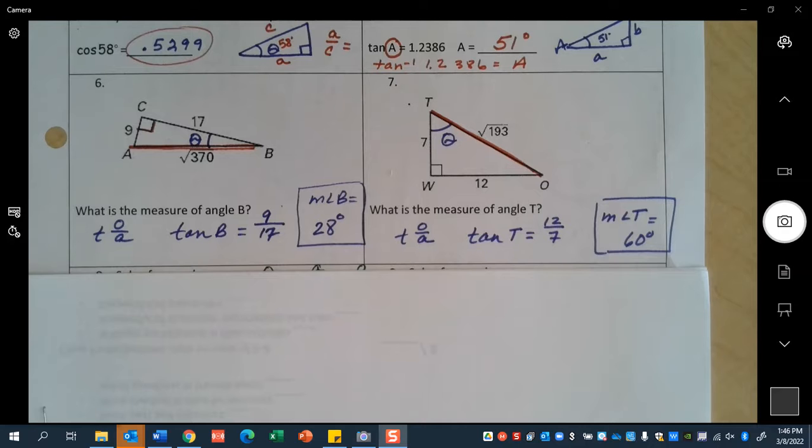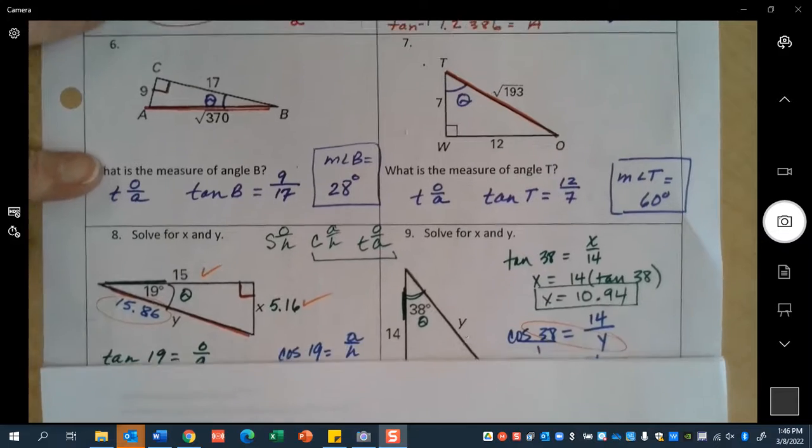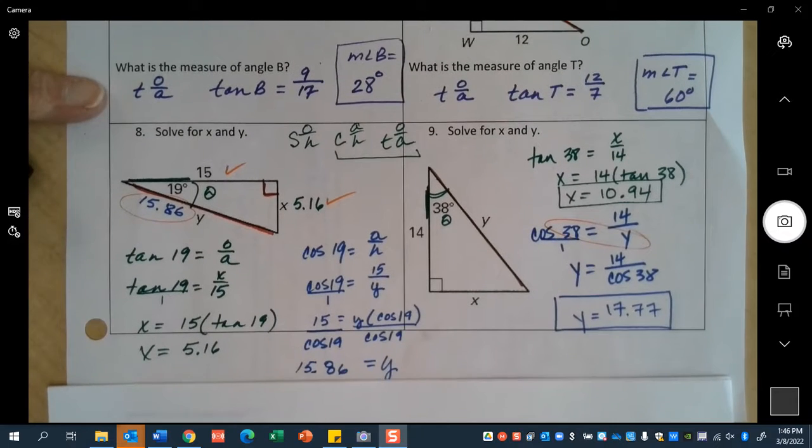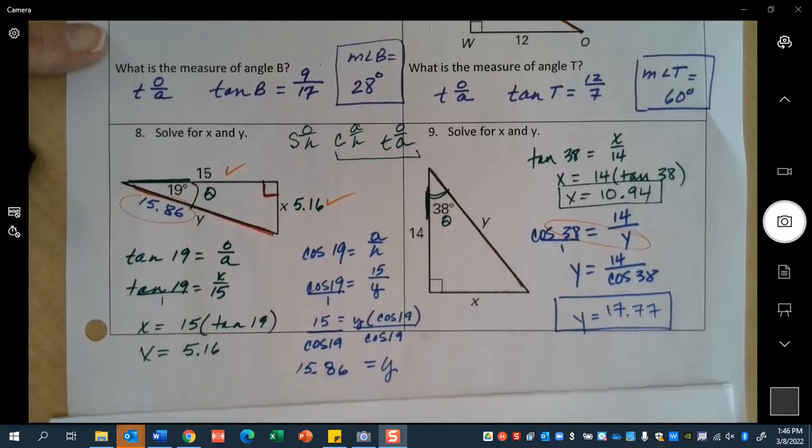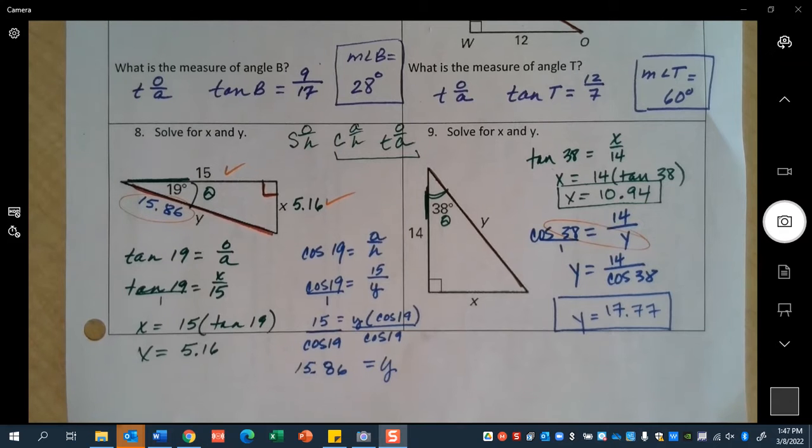If you'll notice, especially when we get down to these other ones, that's why we end up leaving our answers as whole values and then entering them into the calculator, so we only round that one final time.